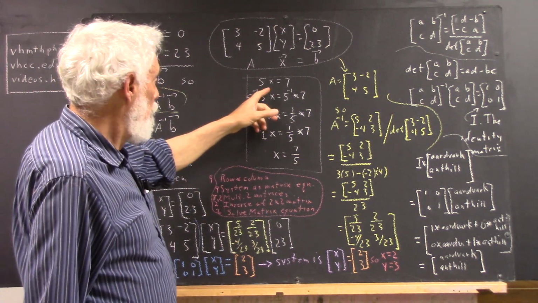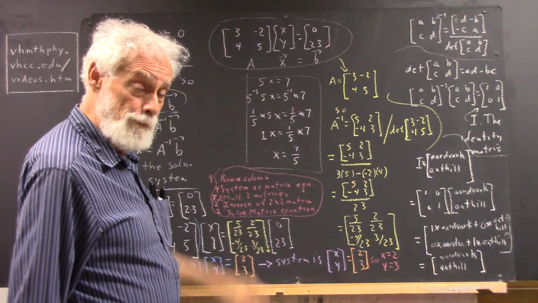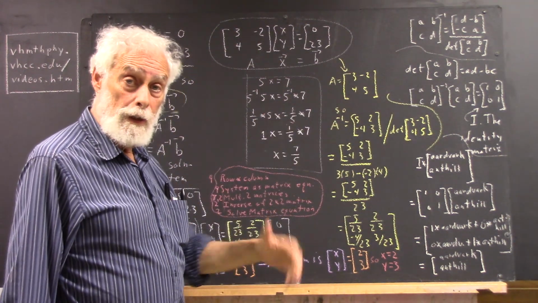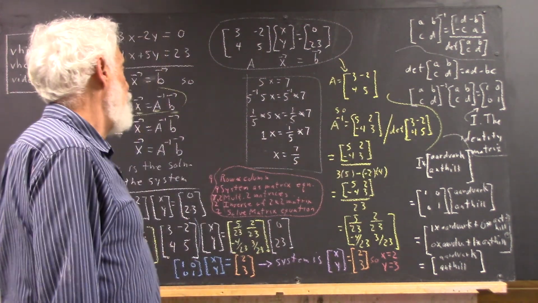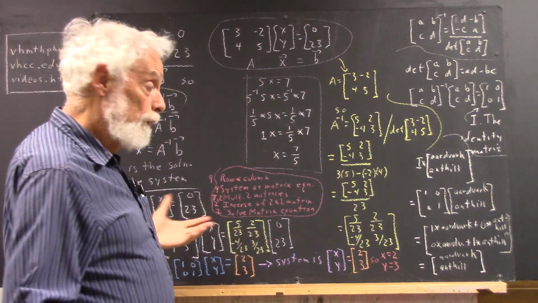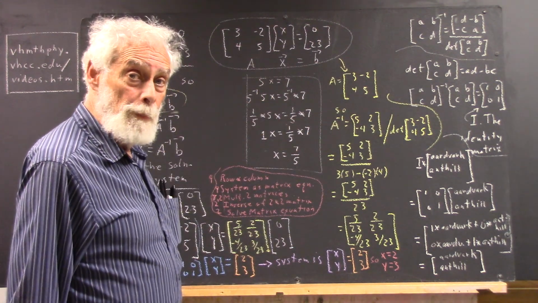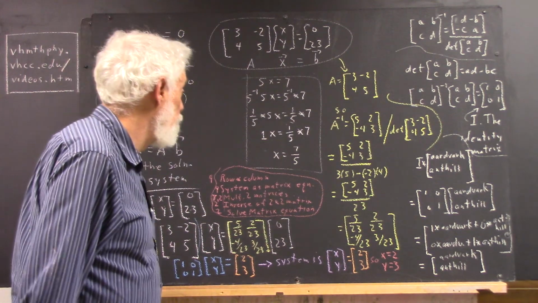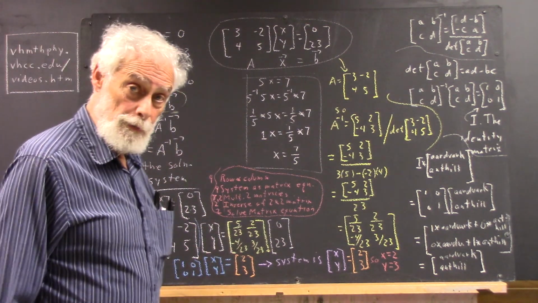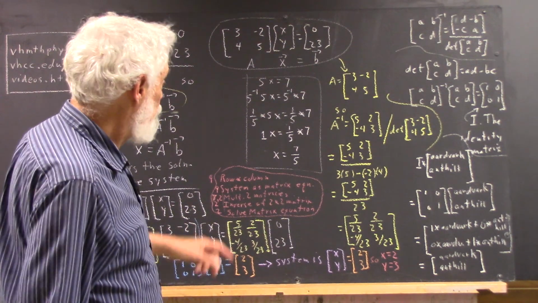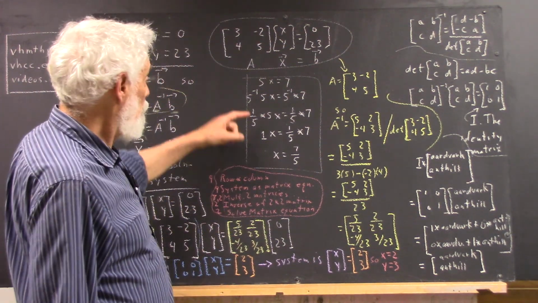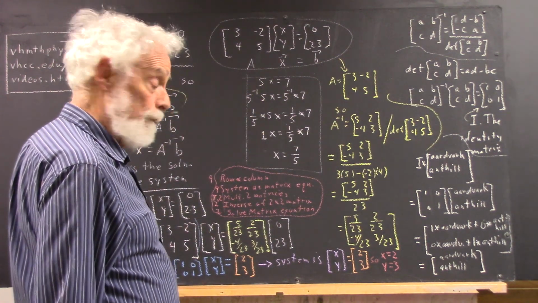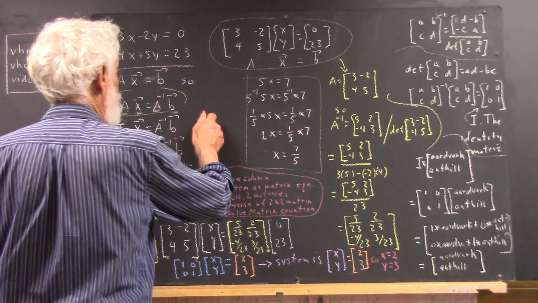So let's go over here to the equation 5x equals 7. To solve that equation, you're going to want to divide both sides by 5, and you're going to get x equals 7/5. That's a perfectly good way to solve this equation. But now we don't have division. What we do have, though, is inverse matrices. So instead of dividing by 5, I multiply by the multiplicative inverse of 5, which is 5 to the negative 1.